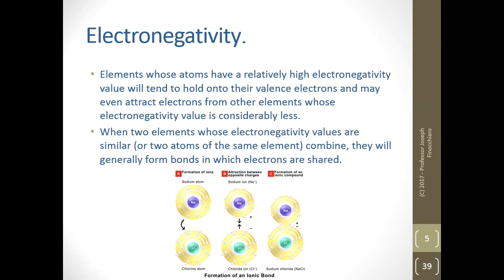Elements whose atoms have a relatively high electronegativity will tend to hold on to their valence electrons and will even pull electrons from other elements whose electronegativity value is less. So if I have a high number, I'm relatively powerful, I'm relatively stable, and I'm going to draw to me stuff from the other side if it's weaker than me. When two elements have similar electronegativity values, they will generally share, or atoms of the same element, okay? So if I'm similar, I will more than likely share, whereas if I am larger and the other one's smaller, I will likely pull away and steal. I'll just rip it right out.